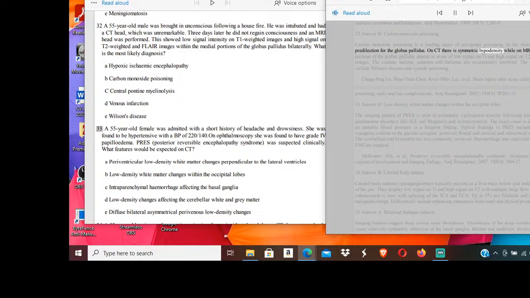On CT, there is symmetric hypodensity, while on MRI the medial portions of the globus pallidus appear as areas of low signal on T1 and high signal on T2 and FLAIR images. The caudate nucleus, putamen, and thalamus are occasionally involved. The differentials include Wilson's disease and cyanide poisoning.